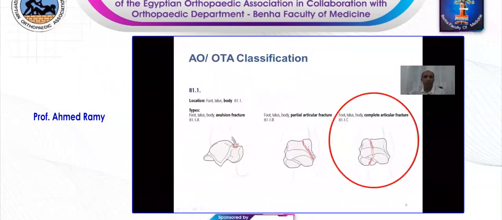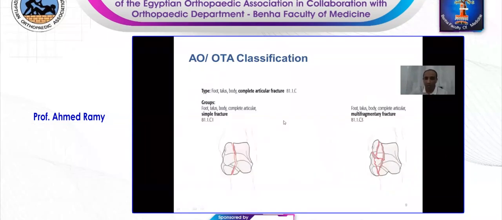When we go for the AO classification, this is the complete articular fracture, and it is also subdivided into two types. The simple one with mild or no displacement, and this is the multi-fragmentary fracture.